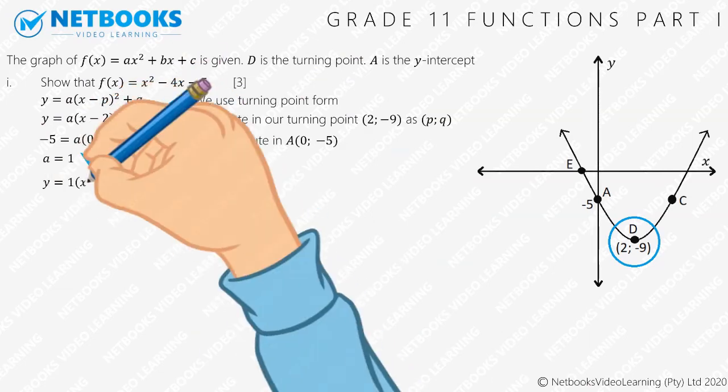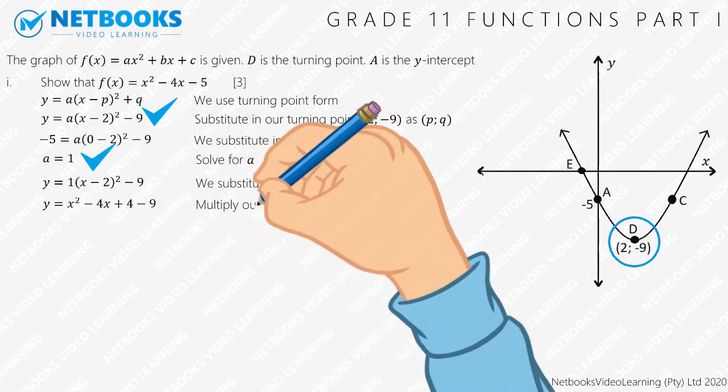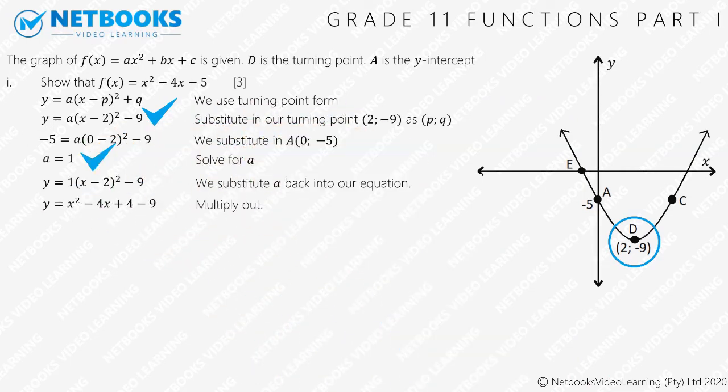We substitute a back into the turning point form of the equation. We can multiply out the equation. If we collect like terms and simplify, we end up with a final equation of y equals x squared minus 4x minus 5. The final answer is worth a mark.